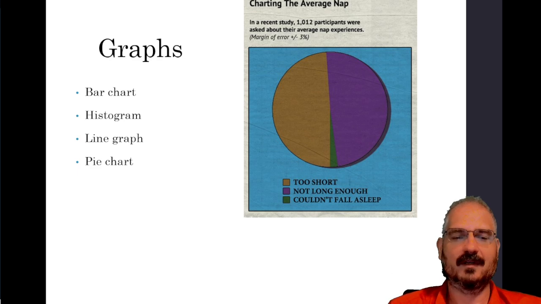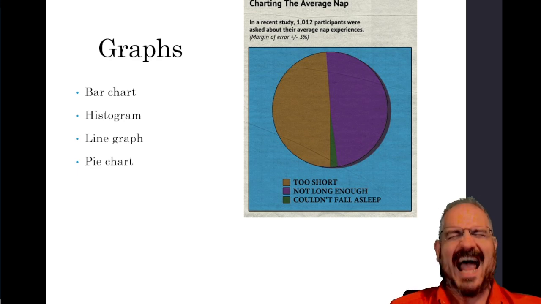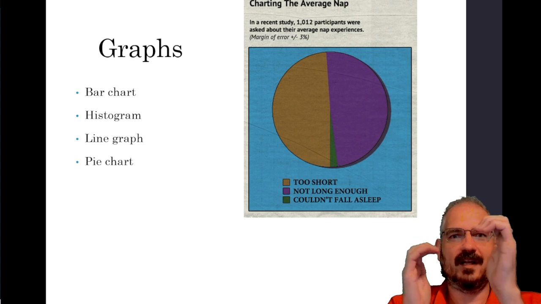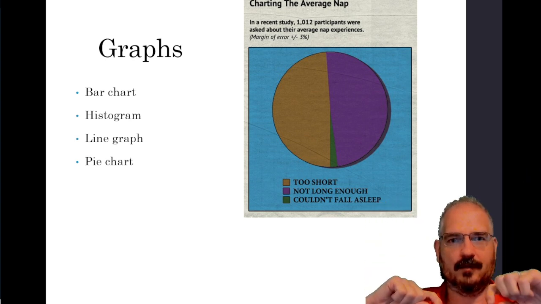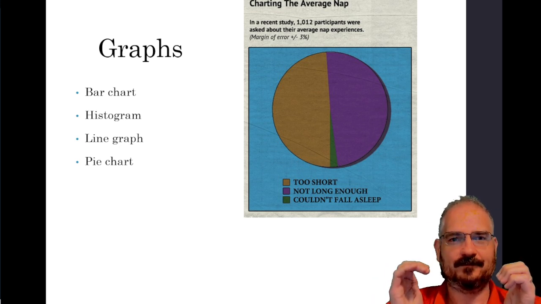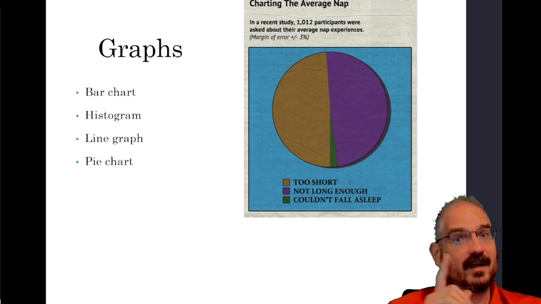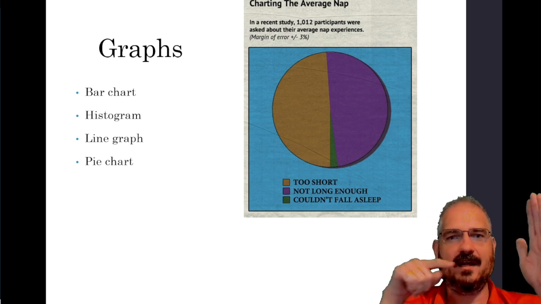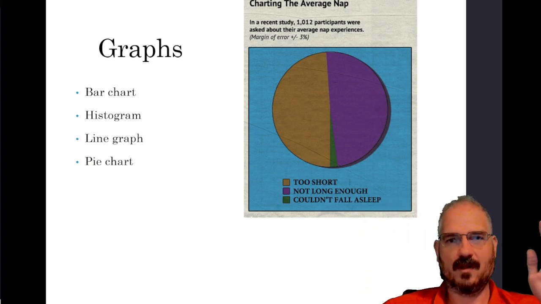A histogram is the exact same thing as a bar chart. The only difference is that in a histogram, the bars are touching, whereas on a bar chart, they're separate columns. In a histogram, they actually touch each other. That's the only difference. But there is a difference between a bar chart and a histogram, okay? A line graph is where, again, we just have that x and y. We draw points along and then connect those dots with a line.